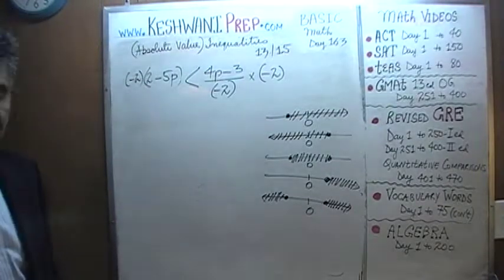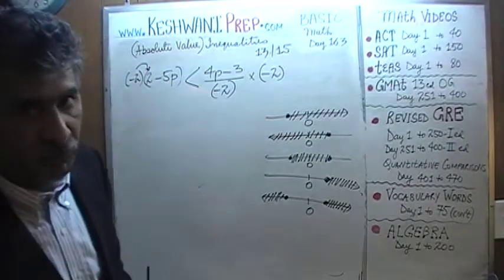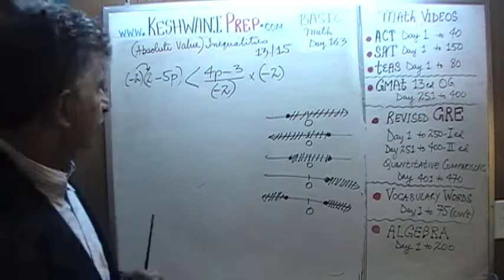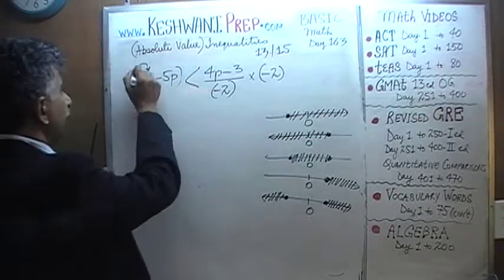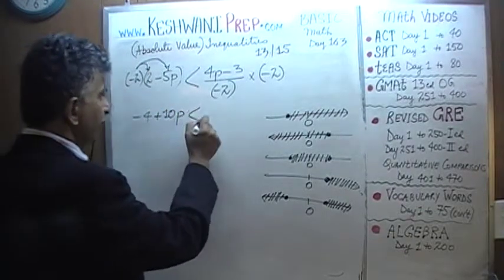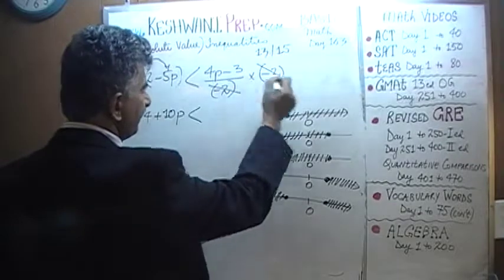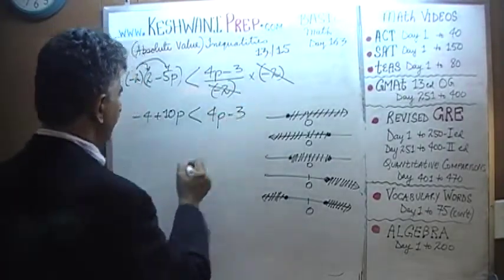The rest is very simple, very straightforward. We just have to do it out. The rest is no different than solving an equation. So negative 2 times negative 2 is going to be negative 4. Negative 2 times negative 5 is positive 10. Positive 10p has to be less than. And this negative, we cancelled out with this negative 2. That was the whole point. And we end up with 4p minus 3. The rest is downhill, as we said.